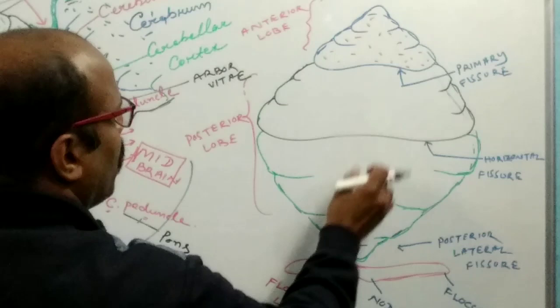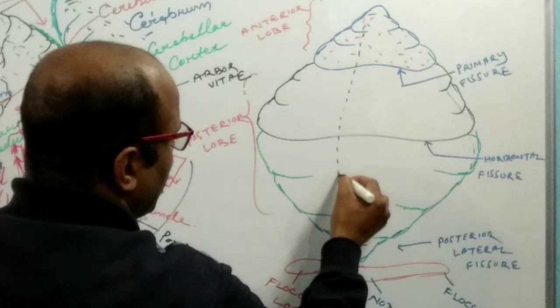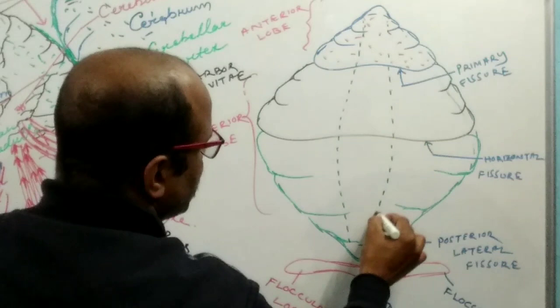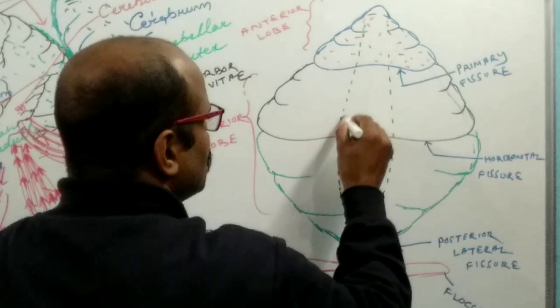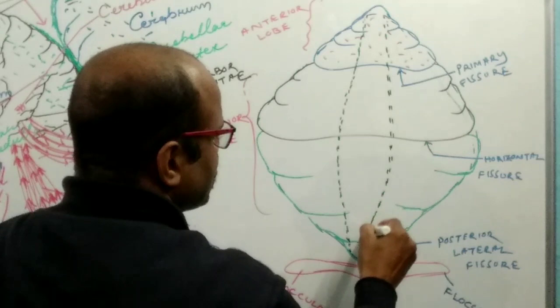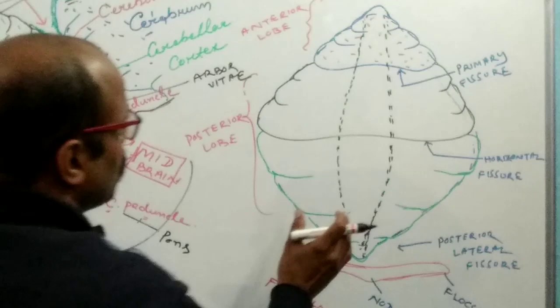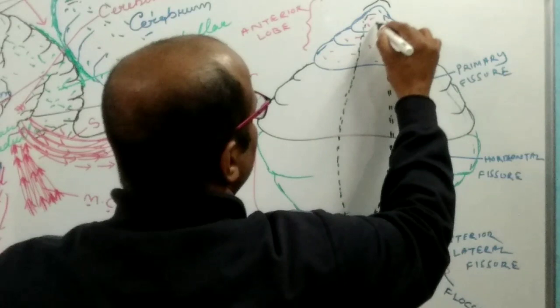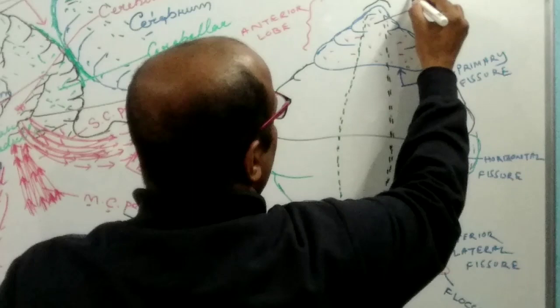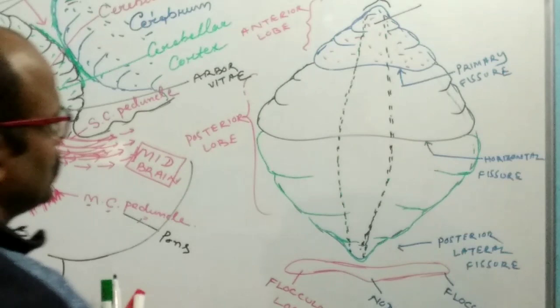At the center of the cerebellum, suppose that this is the central axis of the cerebellum, and this is the extension of the gray matter. This central axis connects the two lateral lobes of the cerebellum, and it is known as the vermis.